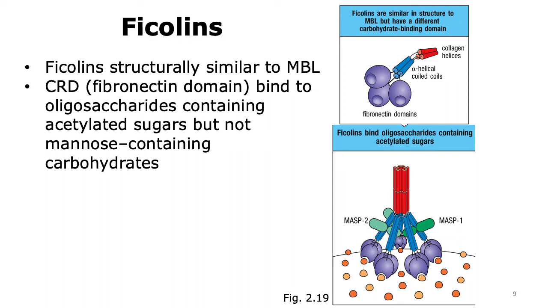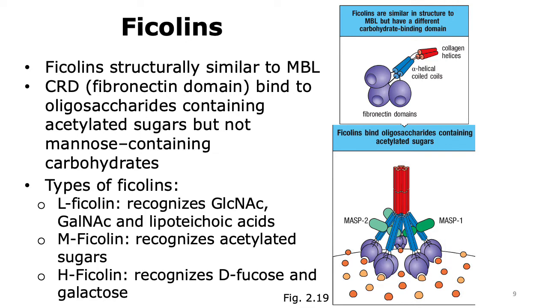When we look at the structure of the ficolin, here we can see that it also can form a trimeric structure where we have the fibronectin domains together, and these trimeric structures can come together to form an oligomeric structure, and those fibronectin domains will be able to bind to these acetylated sugars present on the microbial surface. The different types of ficolins that are present are L-ficolin, M-ficolin, and H-ficolin.